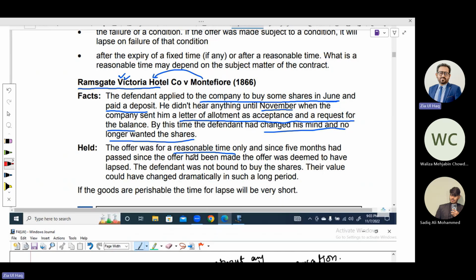The defendant was not bound to buy the shares, and their value could have changed dramatically in such a long period. Might be their value goes down. That's why the hotel decided to accept his offer. And if the goods are perishable, the time for lapse will be very short. But even 4-5 months is a reasonable time in which an offer can lapse.